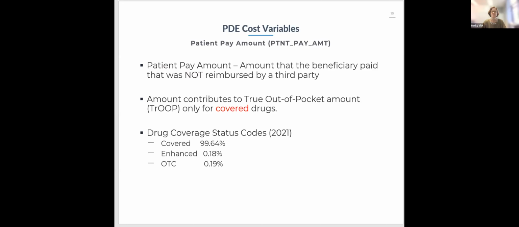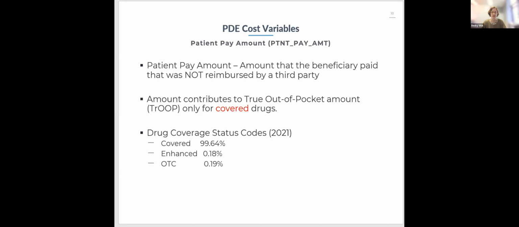The vast majority of drugs in the PDE file are Part D covered, and you can see the distribution listed here for 2021. 99.6% had the indicator as covered. There's a drug coverage status code variable in the file that will tell you.